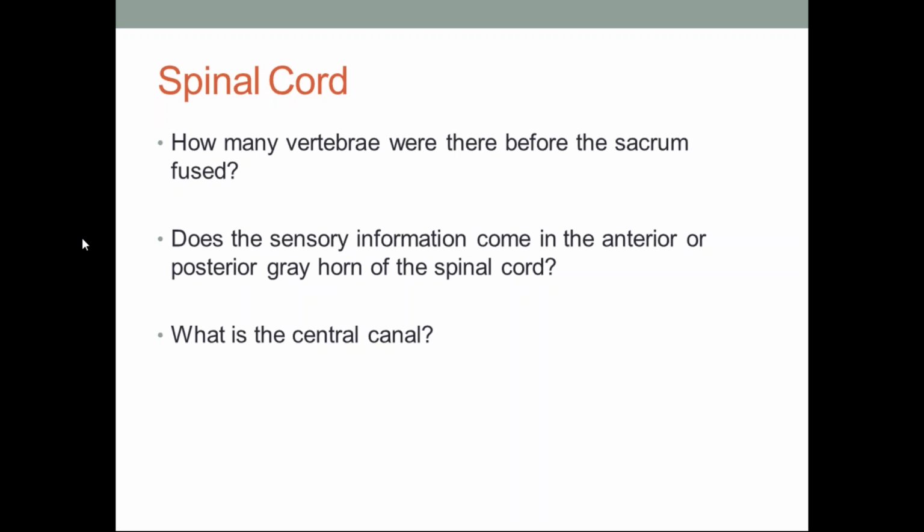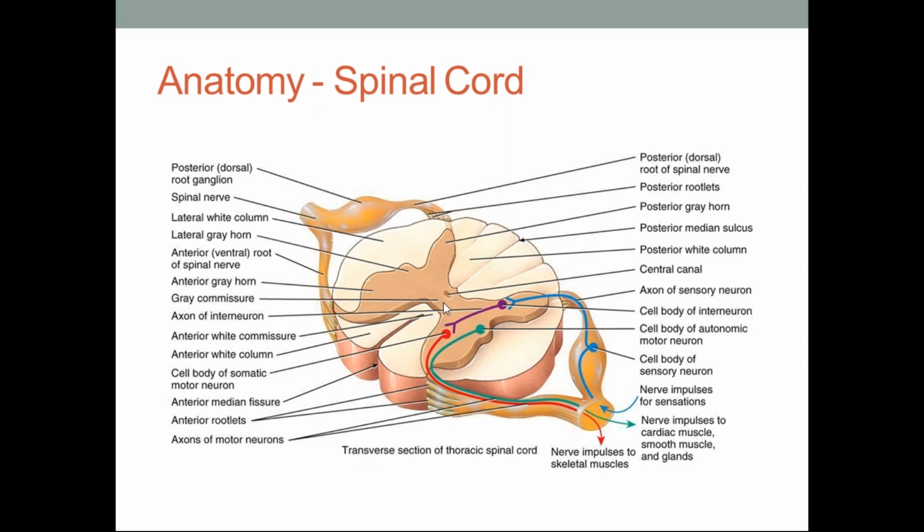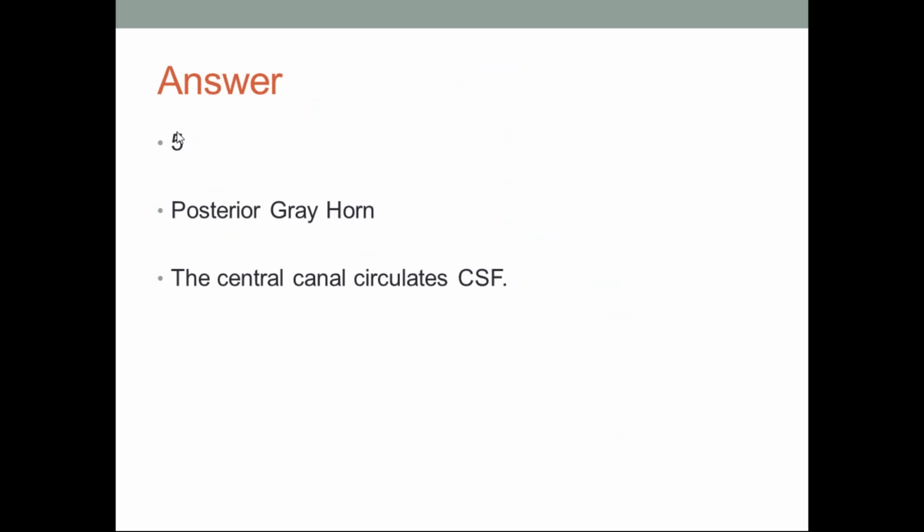So good job. Where is the central canal in the spinal cord? Right in the middle of the H. Good. Right at the center of the gray matter, right? So the central canal. And we know that cerebral spinal fluid also is in there, okay? So there's cerebral spinal fluid in the center, and then, of course, all around in the subarachnoid space. Okay, so 5, posterior gray horn, and the central canal also circulates the CSF.